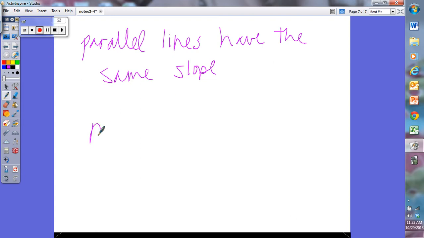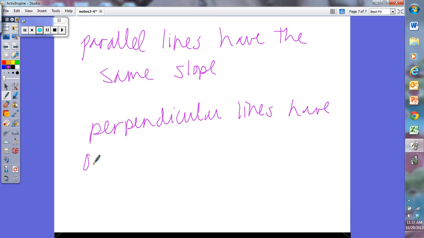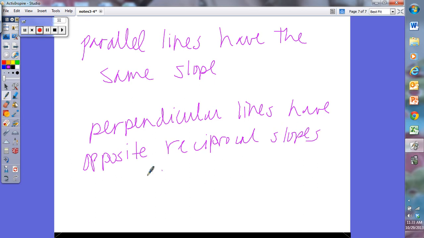Perpendicular lines have opposite reciprocal slopes. For instance, if the original line has a slope of 3, if m equals 3 for the original, the slope of the perpendicular would be negative 1/3, because that's the reciprocal.